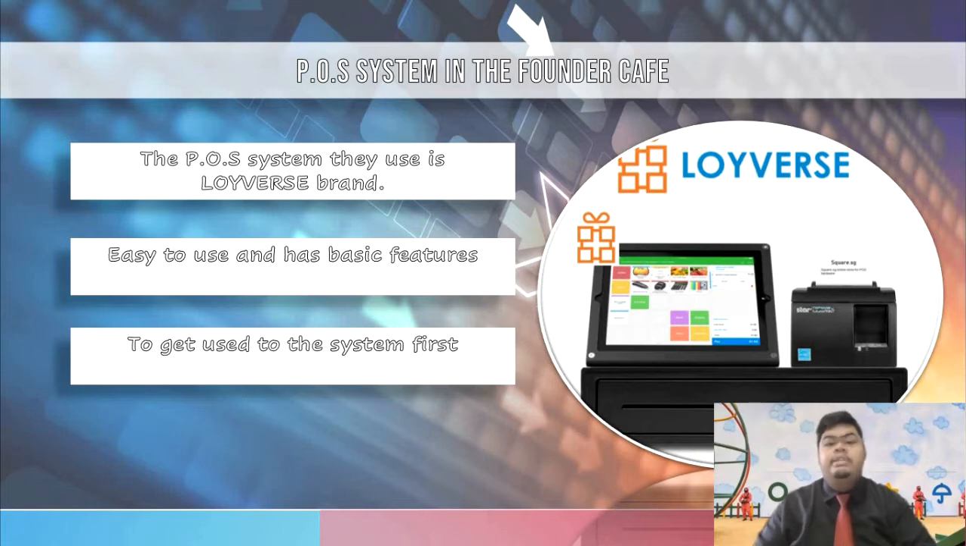My metric number is 273950, and I will continue with the next presentation, which is the POS system in the Founder Cafe. The POS system they use is Loyverse brand. The main reason they chose this brand is that they wanted a POS system that is easy to use and has basic features, because they are still new and want to get used to this system.